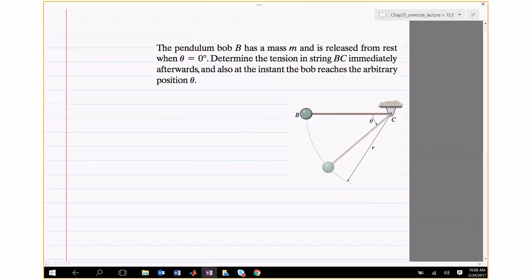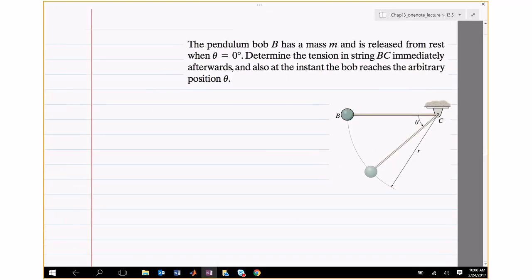Okay, so there's a pendulum. Bob B has a mass m and is released from rest when theta equals 0. So it's released in the horizontal position. Determine the tension in the string BC. So you're going to find the tension in the string immediately after it's released, and also at the instant when the bob reaches an arbitrary position theta, where theta is measured with the horizontal.